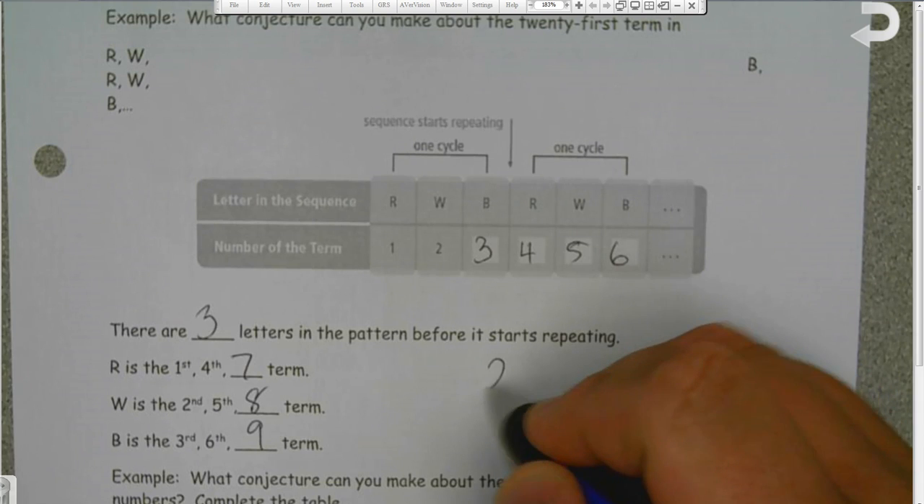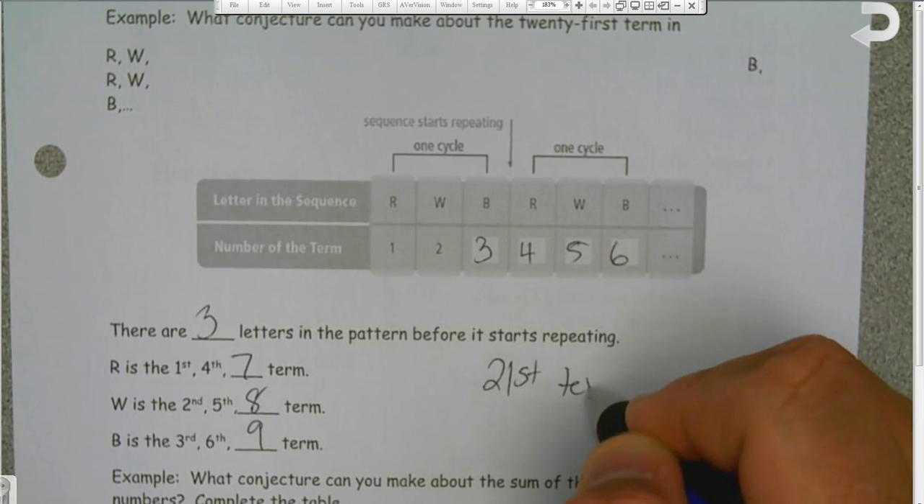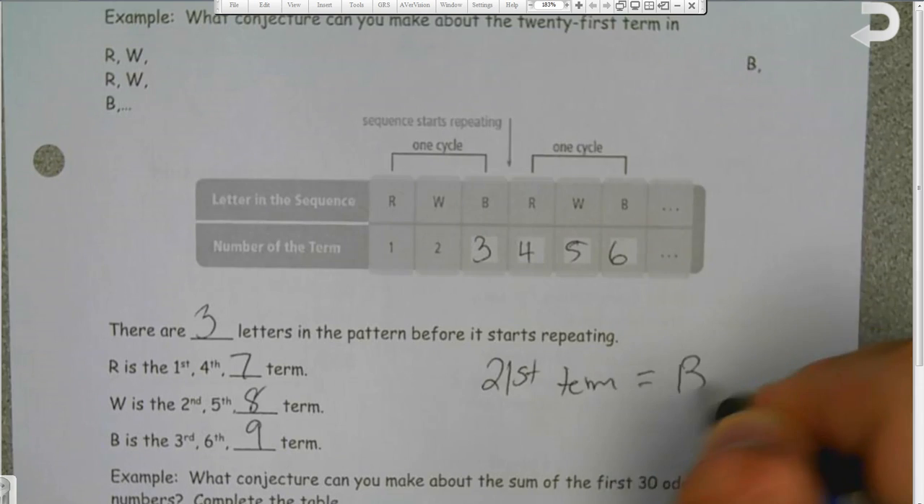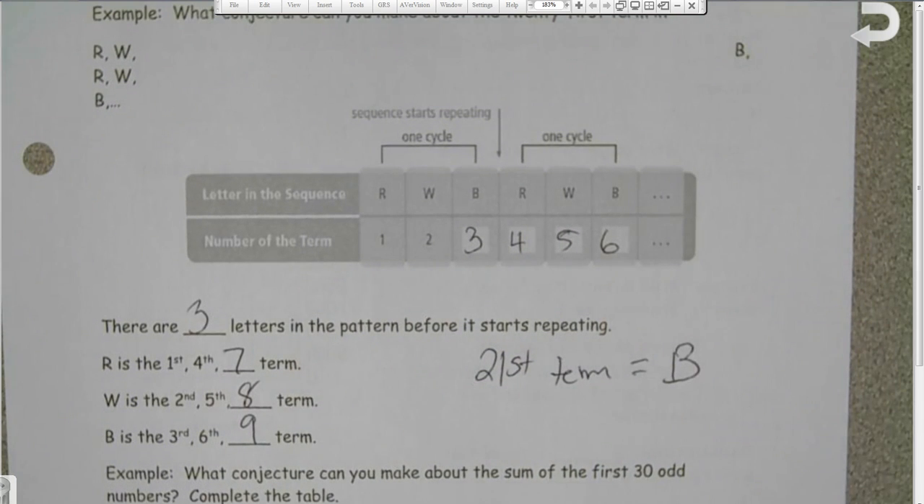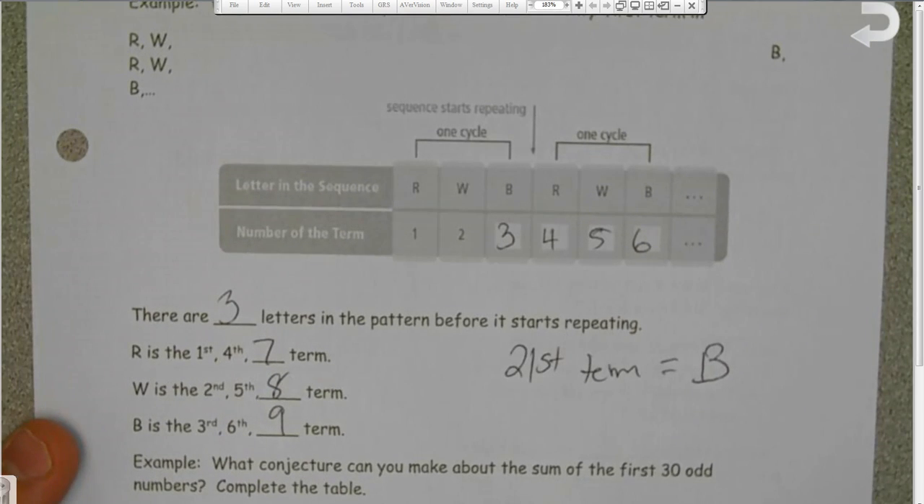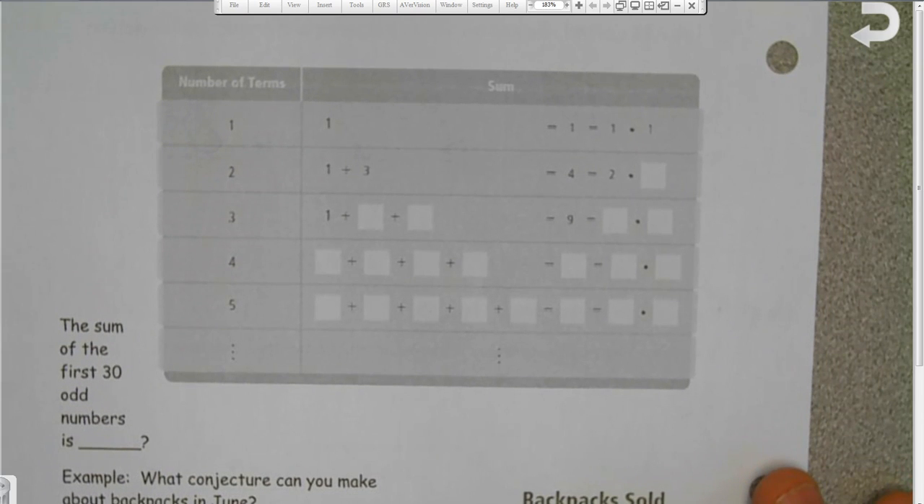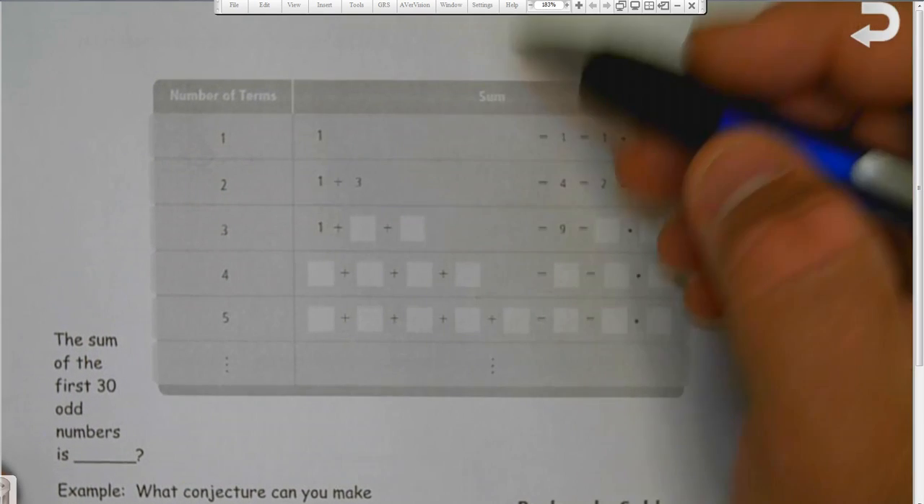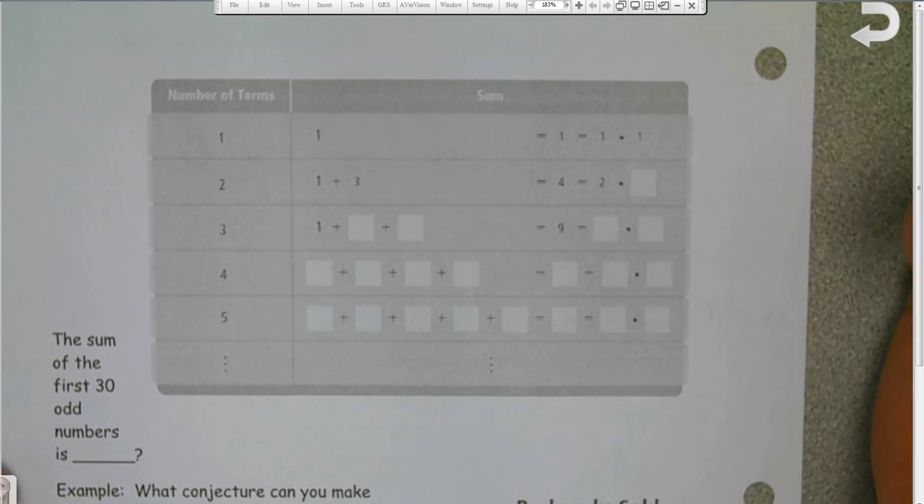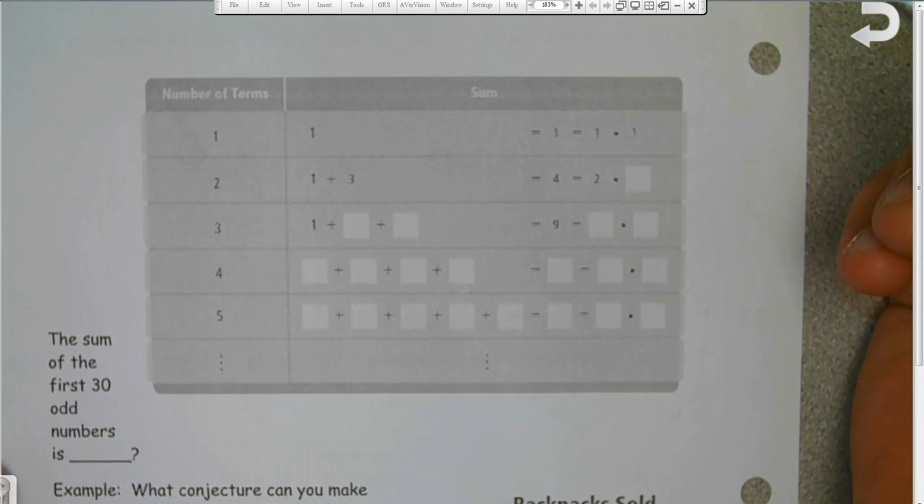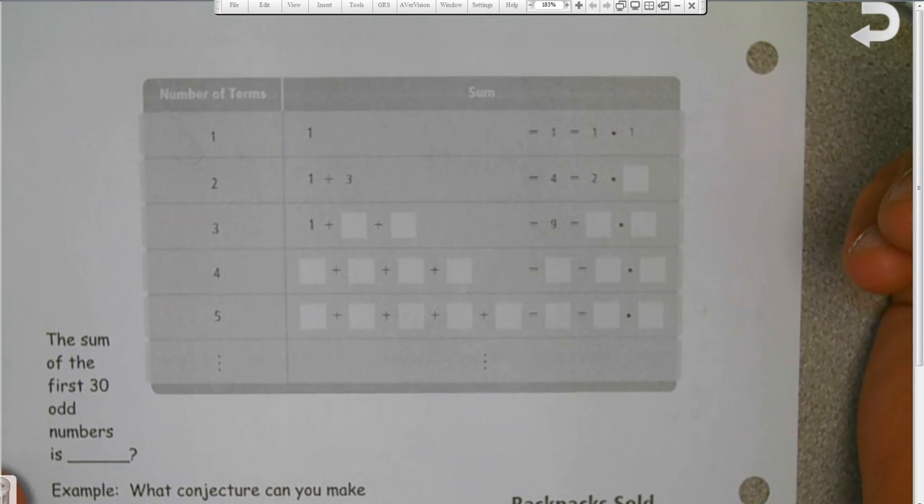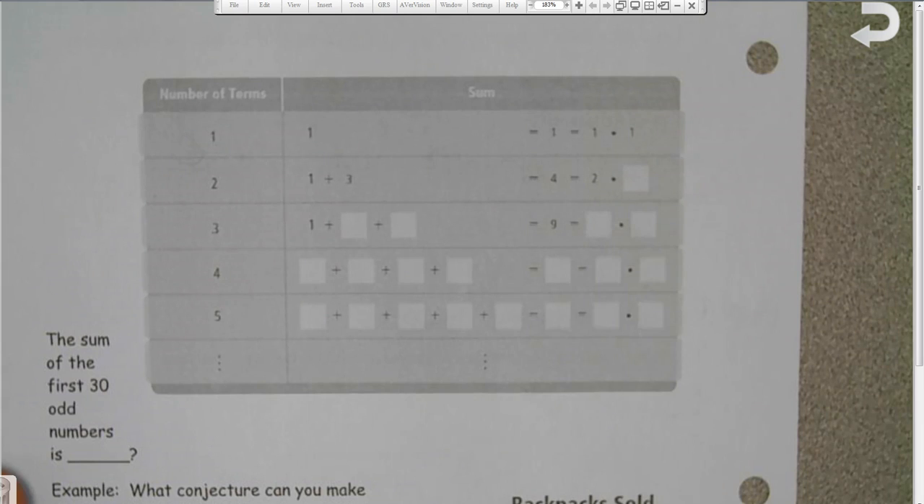Okay, the 21st term is going to be B because the pattern repeats itself 3 times. Now, in algebra and geometry, we can do other things based on patterns that we observe in algebra. And so if I take odd numbers and I add them together, they actually create a pattern.